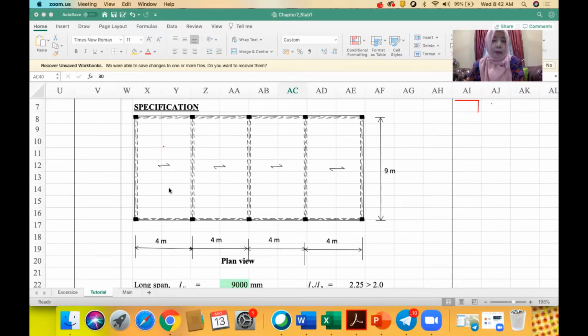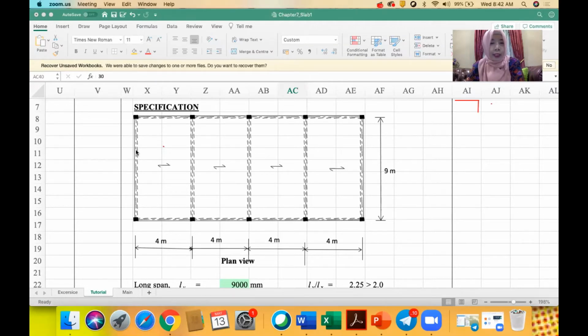Now, this is a one-way slab, given by the ratio Ly over Lx, so it is greater than 2. As I said just now, you can see that this is a one-way slab. So every panel is a one-way slab. During construction, we will cast all of them together with the beam, so it is monolithic, restrained.